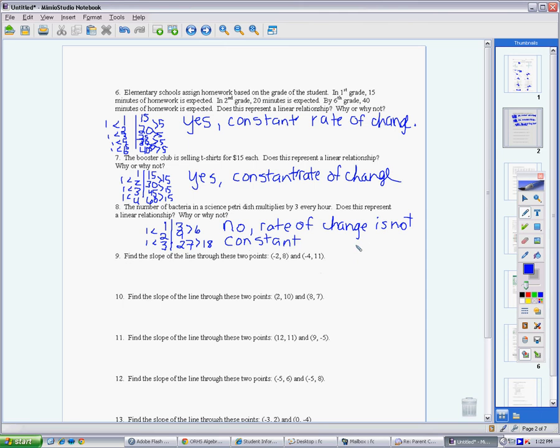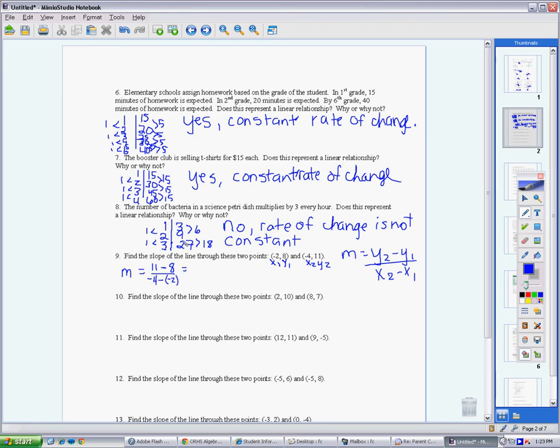Find the slope of the line that passes through these 2 points. So we're going to be using the formula m equals y2 minus y1 over x2 minus x1. The first thing you always want to do is label your points. So here's x1, here's y1. That's just my first coordinate point. Here's x2, here's y2. Label them so that you can plug them into the formula correctly. So m equals y2, which is 11, minus y1, which is 8, over x2, which is negative 4, minus x1, which is negative 2.